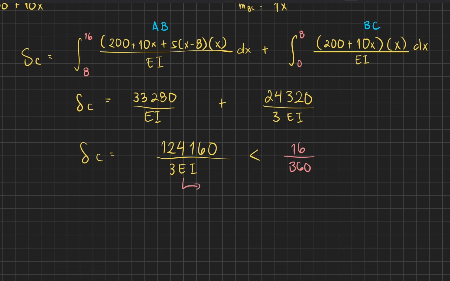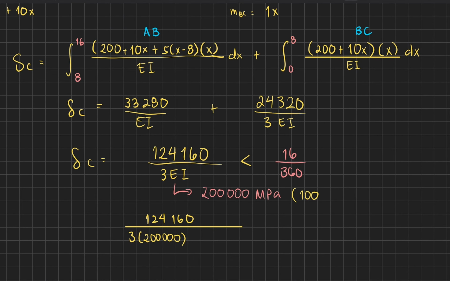And meron tayong given na E na 200,000 MPa. Ngayon, kukunin na lang natin yung I. Simply 124,160 over 3 times E natin 200,000. Since MPa, kailangan natin mag-multiply ng 1,000 para maging kilonewton per meter squared siya. Kaya dito tayo maglalagay ng 1,000 equal to 16 over 360.